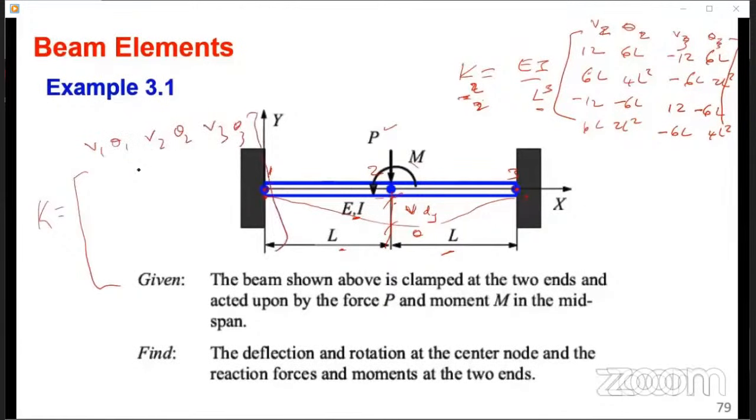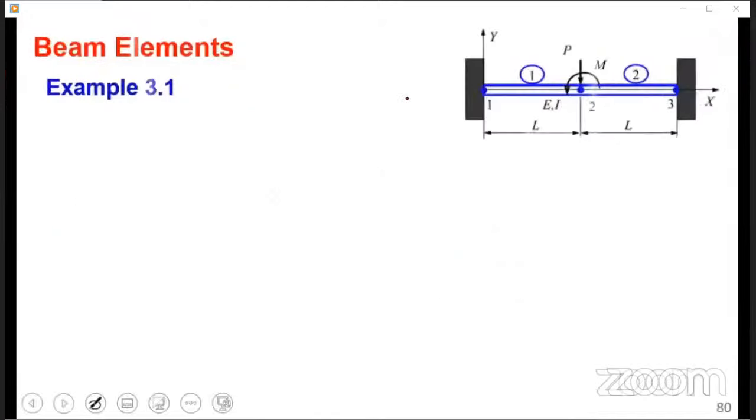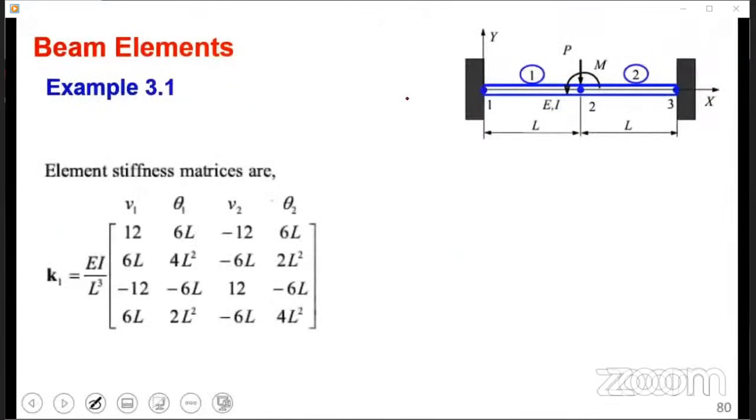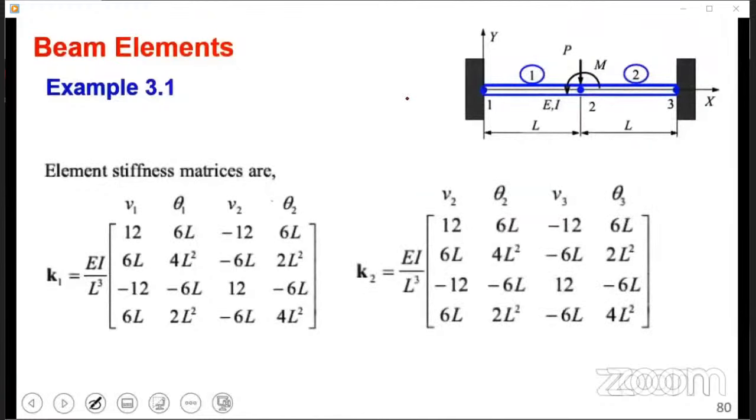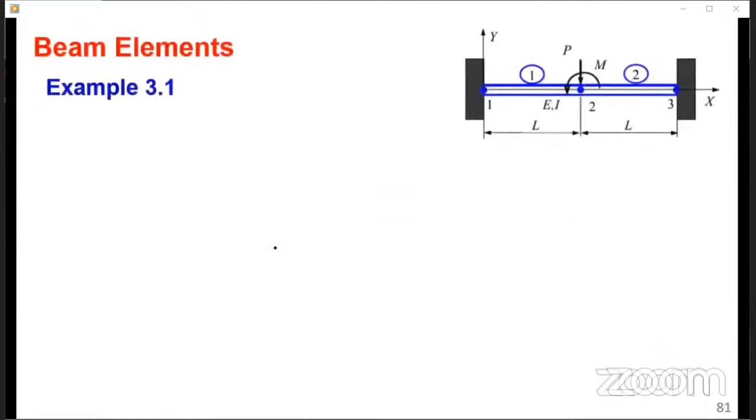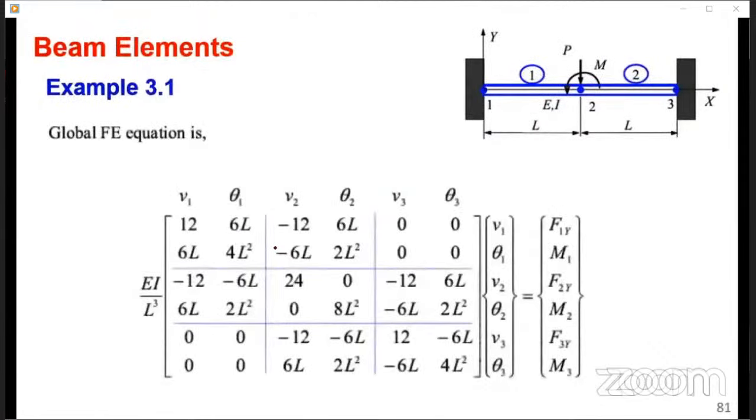So what we do now is just a matter of using the principles of imposition, the compatibility condition, so you are able to match K1 and K2. You can see they are the same. The matrices are the same, but they represent different quantities. Why are they the same? Because the material property is the same, the geometry and cross section are the same, and the length is the same. So you go ahead and have a global finite element matrix with V1, theta 1, V2, theta 2, V3, theta 3.